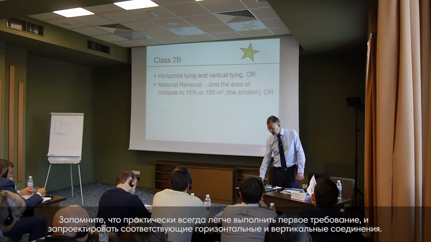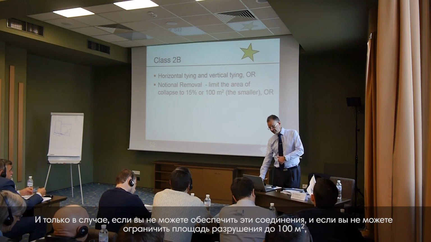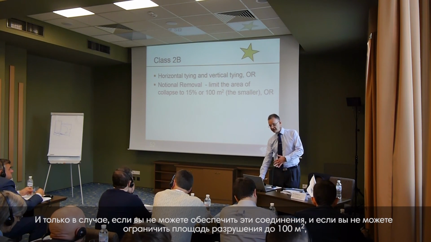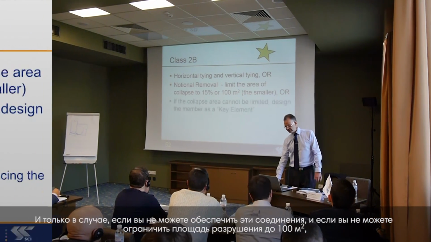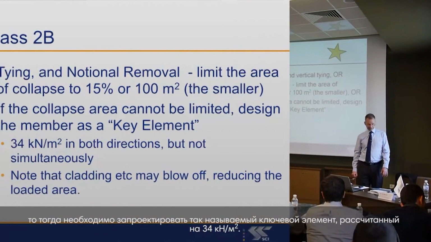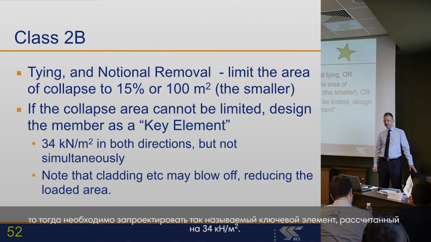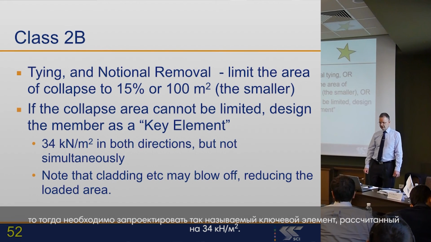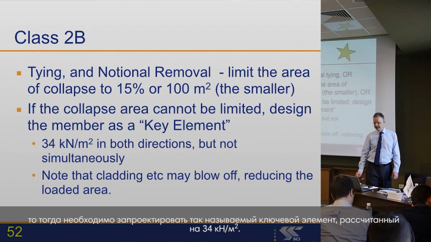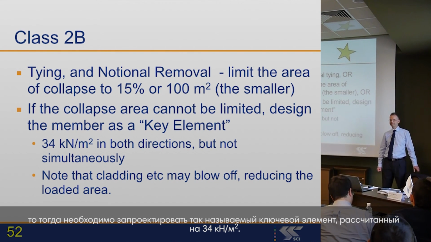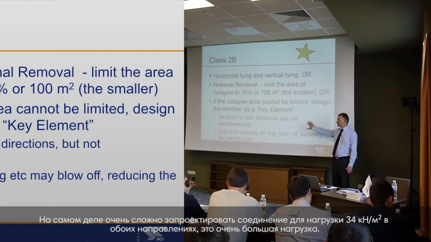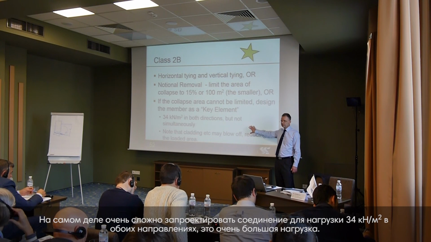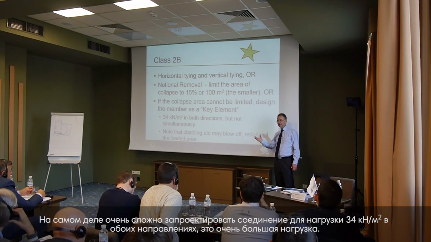And then finally, if you cannot provide the tying and you cannot limit the area of collapse to 100 square meters, then finally you would have to design the element for 34 kilonewtons per square meter. It's described as a key element. This will be very challenging, to design something for 34 kilonewtons a square meter. It is a very high load.